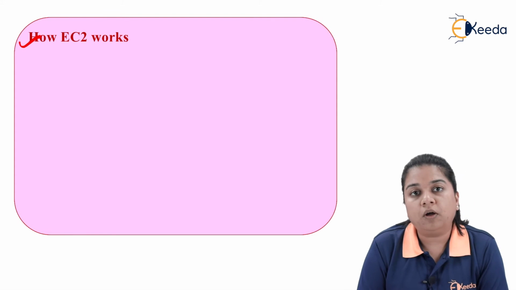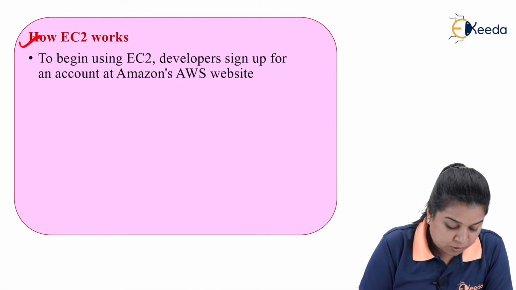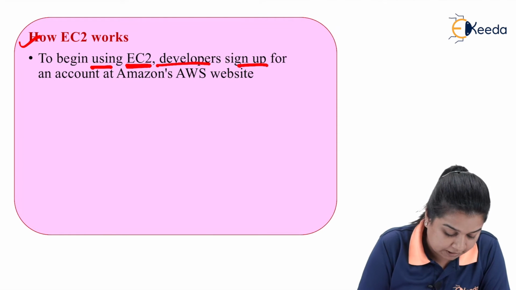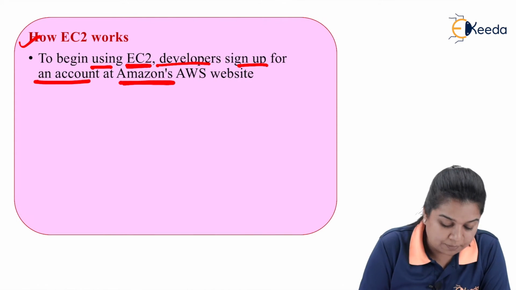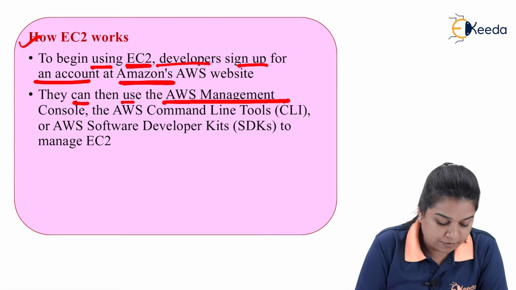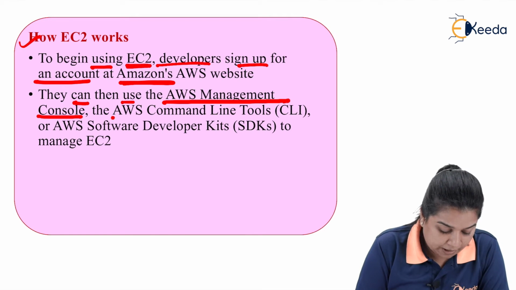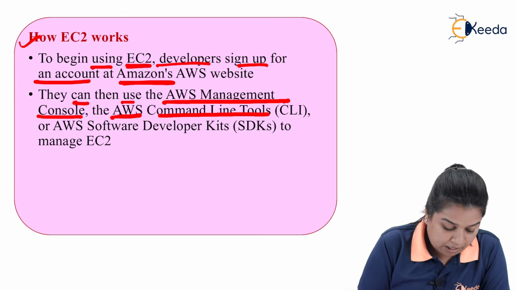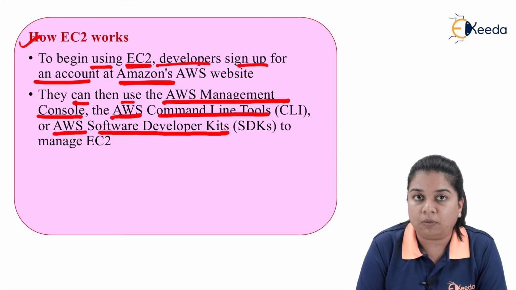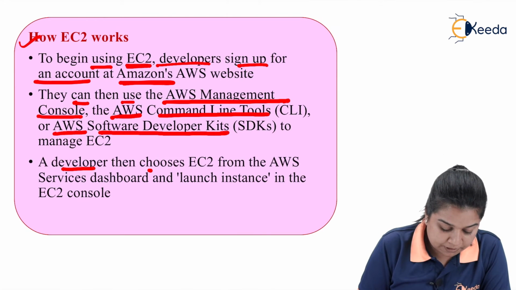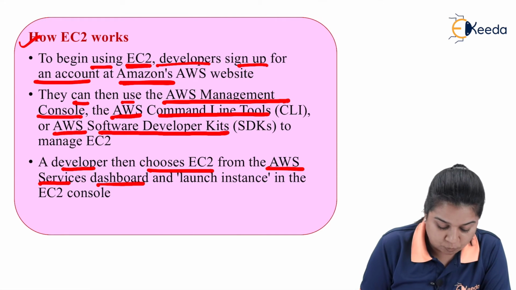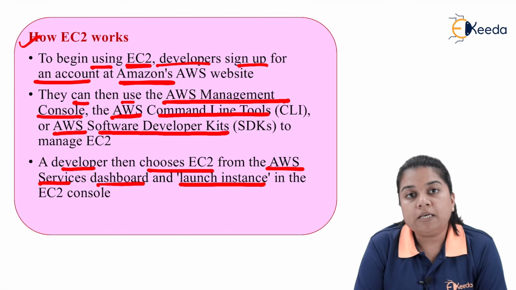How EC2 works or how Elastic Compute Cloud works. To begin using EC2, that is Elastic Compute Cloud, developers sign in or sign up for an account on Amazon's AWS website. They can then use the Amazon Web Services Management Console, the Amazon Web Services command line tools, or Amazon Web Services software development kits to manage Elastic Compute Cloud. A developer then chooses Elastic Compute Cloud from the Amazon Web Services dashboard and launches an instance in the EC2 console.